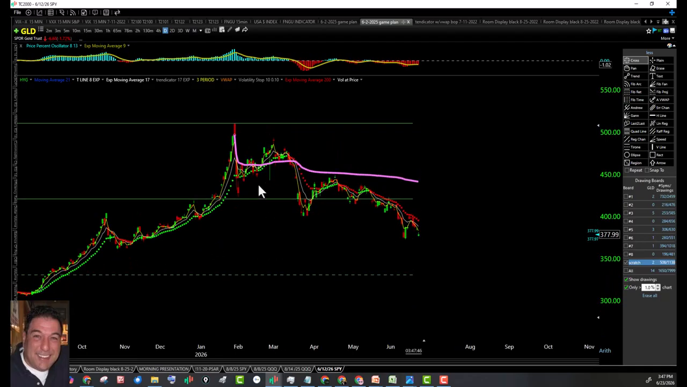And we've got a couple of lows here. We made a lower low. We've got a couple of lows right here. We made a lower low. So we're still in a downtrend on gold too. So gold, neutral, and in a downtrend. So that's the daily chart for GLD.